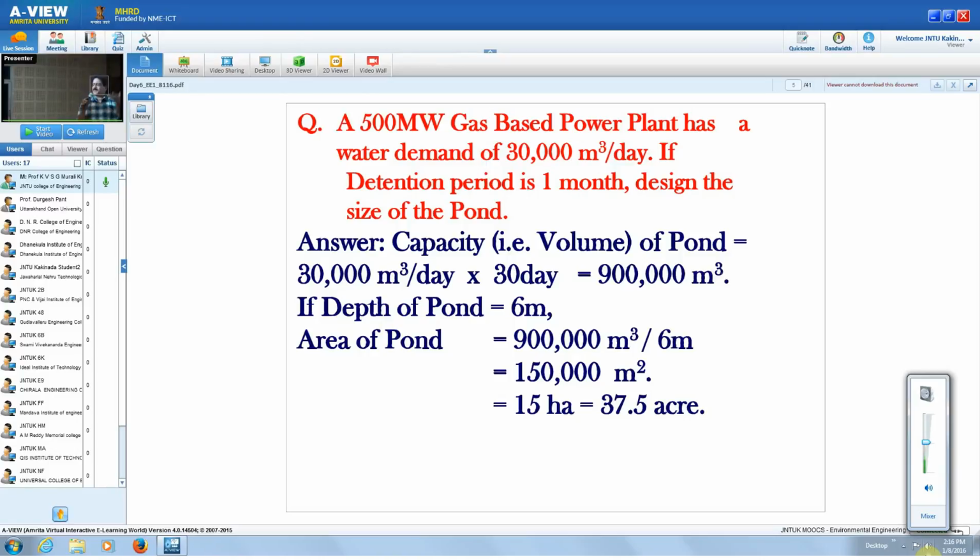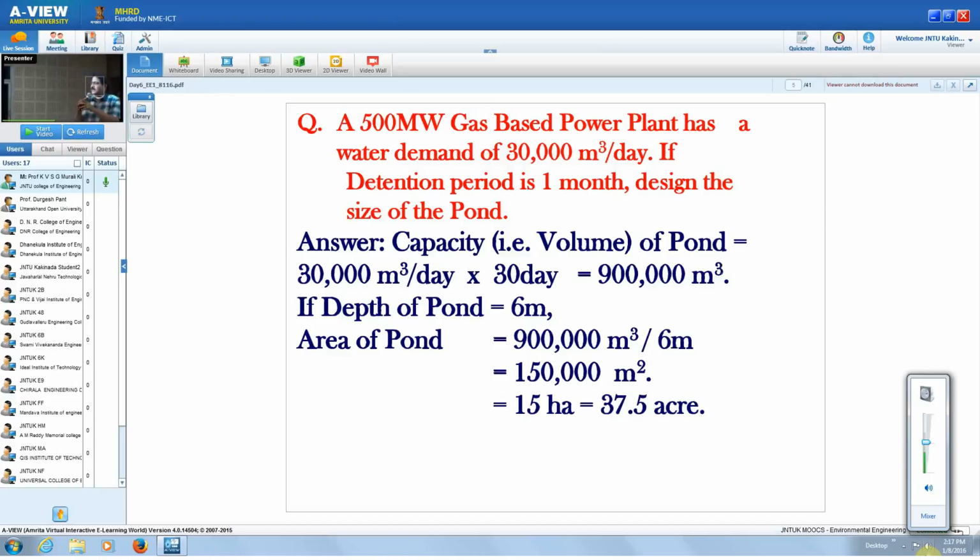So what is the size of the pond? It is very simple. You have to simply observe the values and then calculate. The capacity or volume of the pond is 30,000 meter cube per day. You multiply with the days, you will get meter cube. That's all. You need not remember anything. So multiply with 1 month, that is 30 days. You will get 900,000 meter cube. Take the depth of the pond depending on the terrain as 6 meter or 8 meter or 9 meter. Anything is okay.